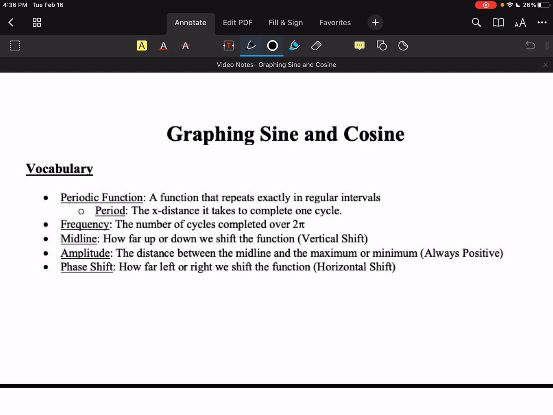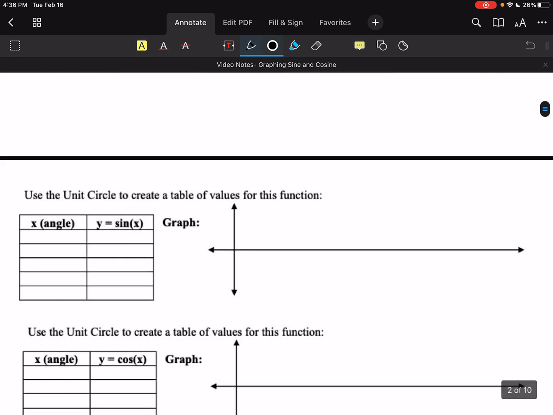Finding the midline really helps us to identify where the graph kind of starts. And that is also known as the vertical shift, so how far up or down we're going to shift the function. Amplitude is the distance between the midline and the max or the minimum. And phase shift is how far left or right we are shifting the function.